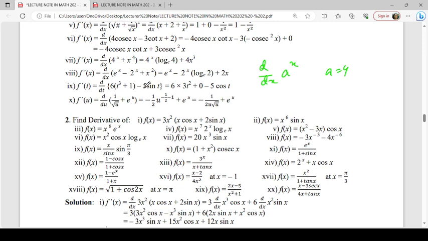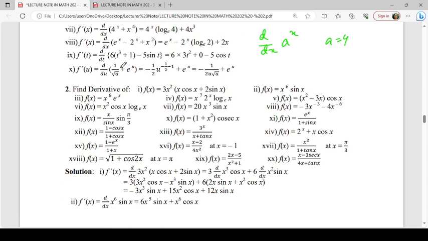So it is 6 into t cube plus 1 minus 5 sin t, then 6 into 3t square plus 0. Then this one, 1 by root u, with respect to u we are doing. So u to the power minus half, 1 by root u means u to the power minus half. So minus half is n, then minus half minus 1, plus e to the power u, derivative of e to the power u is e to the power u. Then u to the power minus 3 by 2 we can write like this, u root u. So this is the result.